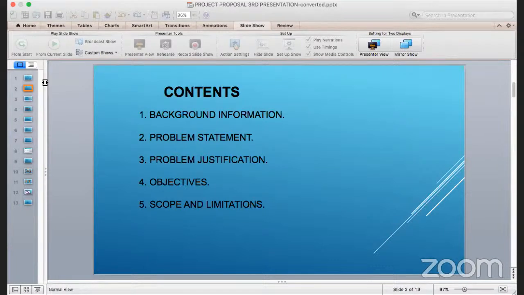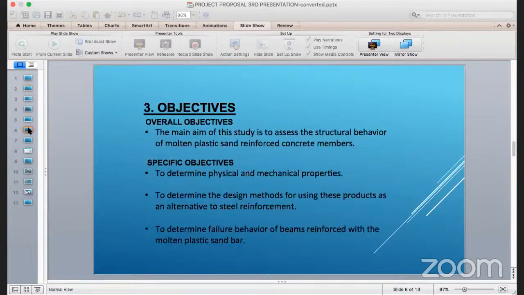Then let's see the specific objective. They are incomplete. You are saying the specific objective is to determine physical and mechanical properties of what? Of the molten plastic rubber. It's incomplete, right? You've noted that. The second one, to determine the design method for using this product. What products? Okay, I've noted, sir.